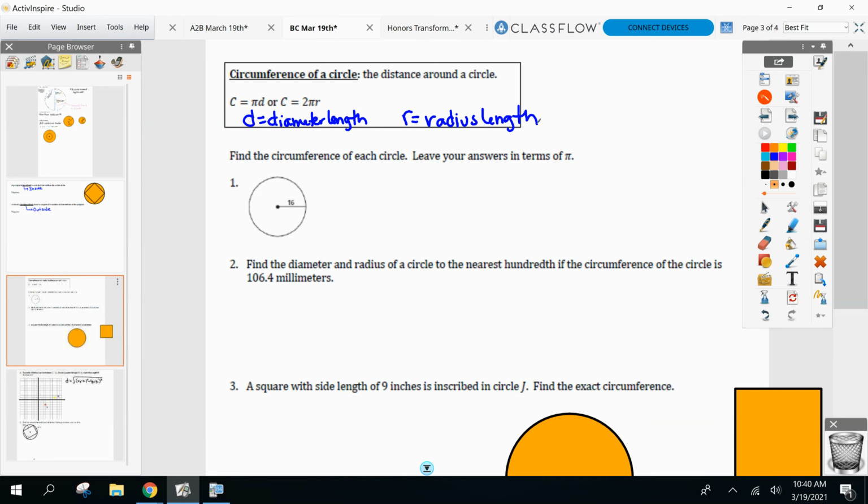Okay, we can use pi d or 2 pi r. That is a formula I will not give you on any test or quiz we take in this unit. All right, circumference is not a formula I will give you.